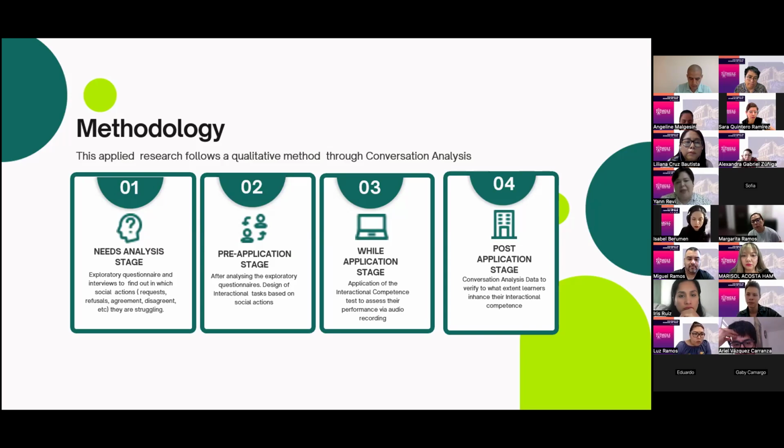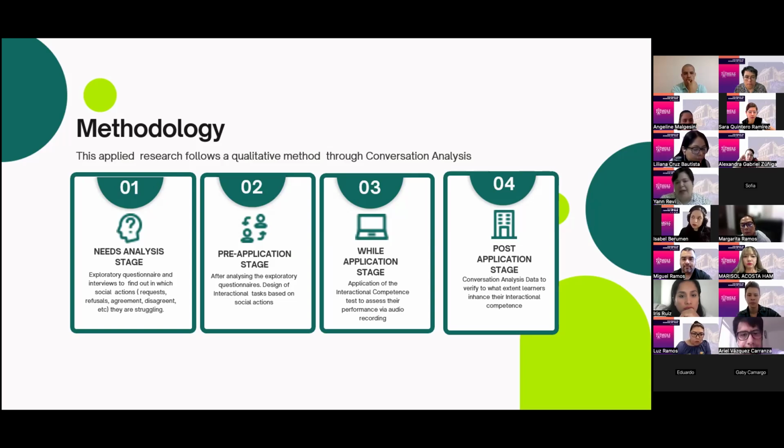In the second stage, the pre-application, after analyzing the exploratory questionnaire, I'm going to focus on designing the interactional task based on the social actions.